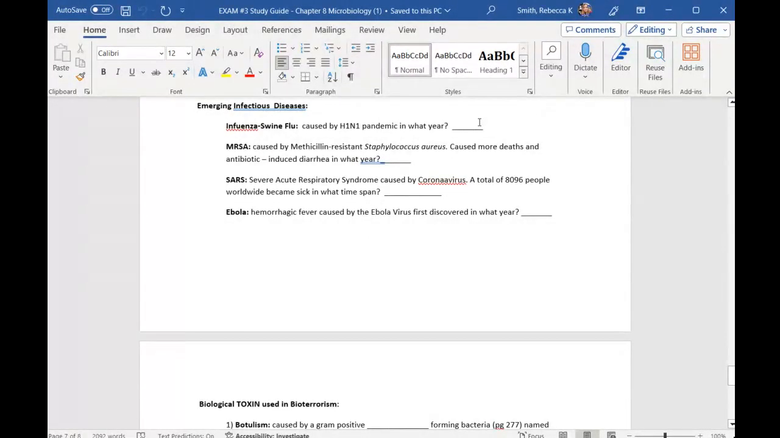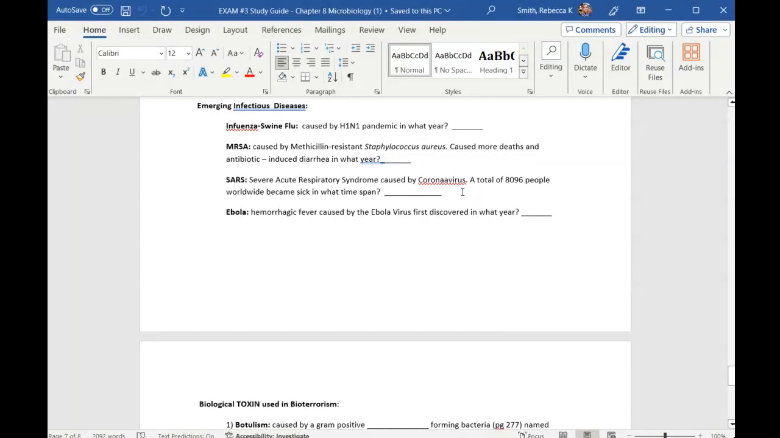MRSA, methicillin-resistant Staph aureus, caused more deaths than antibiotic-induced diarrhea in what year? 2005. 2005 sounds good. I'm not going to test you on that, I don't have that memorized either. SARS is a severe acute respiratory syndrome caused by coronavirus. A total of 8,096 people became sick in what time span? This was so far before COVID. 2002 to 2003. Yeah, so that's an old one, but then if you bring in 2020, it's a whole other story, right?